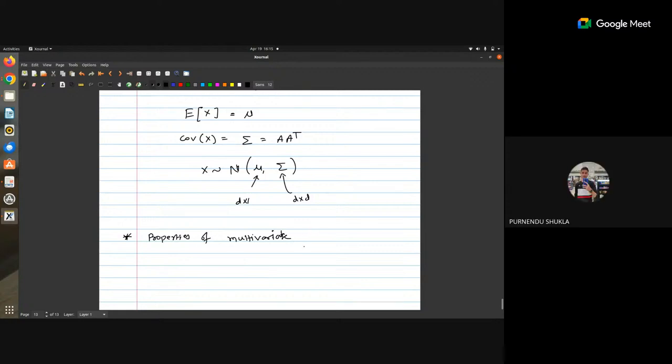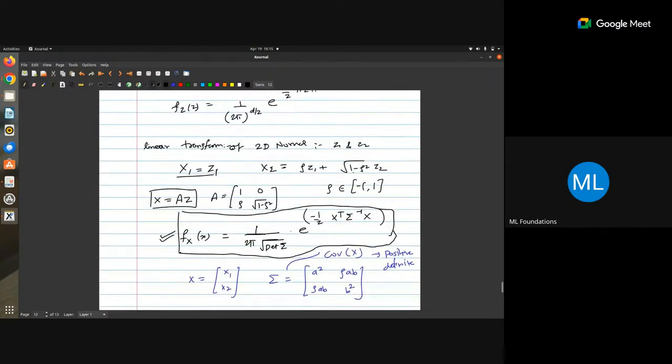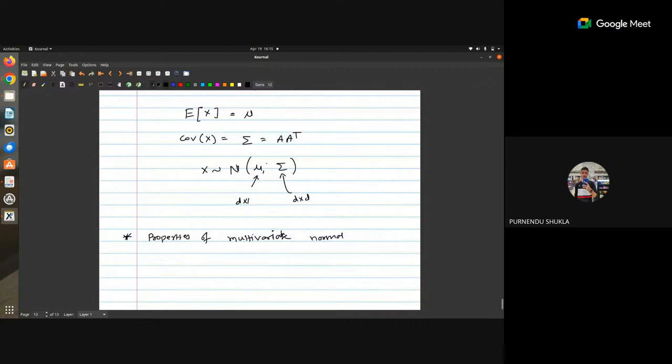Sir, here A is the initial matrix that we got initially? Yes, A was this matrix, based on the transformation. So the covariance is sigma, and you don't have to find anything else. Once the transformation is given to you, you have to formulate A first as a matrix, and then you just multiply by A transpose and you'll get sigma. A transpose you can easily find out, so you can find the covariance easily.